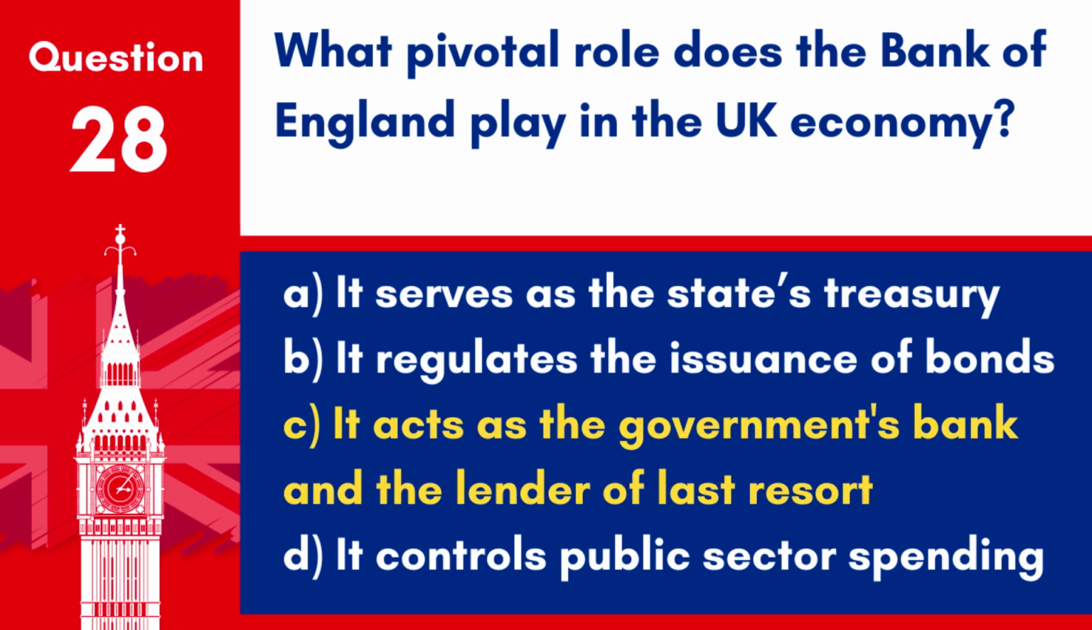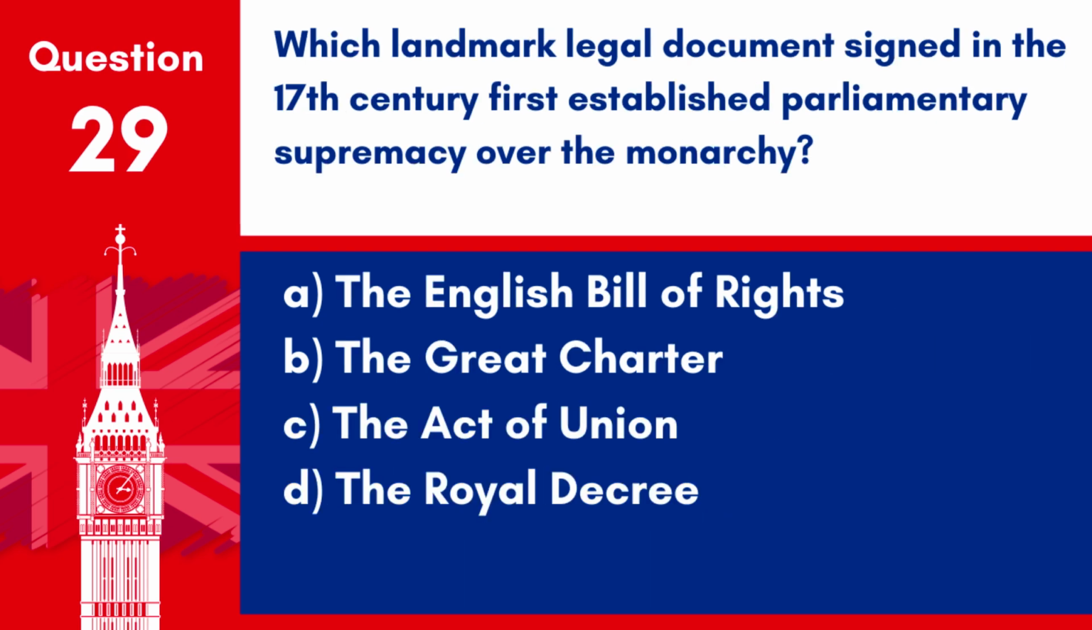Answer: C. It acts as the government's bank and the lender of last resort. The Bank of England plays a pivotal role in the UK economy with these responsibilities. Question 29. Which landmark legal documents signed in the 17th century first established parliamentary supremacy over the monarchy? A. The English Bill of Rights. B. The Great Charter. C. The Act of Union. D. The Royal Decree.